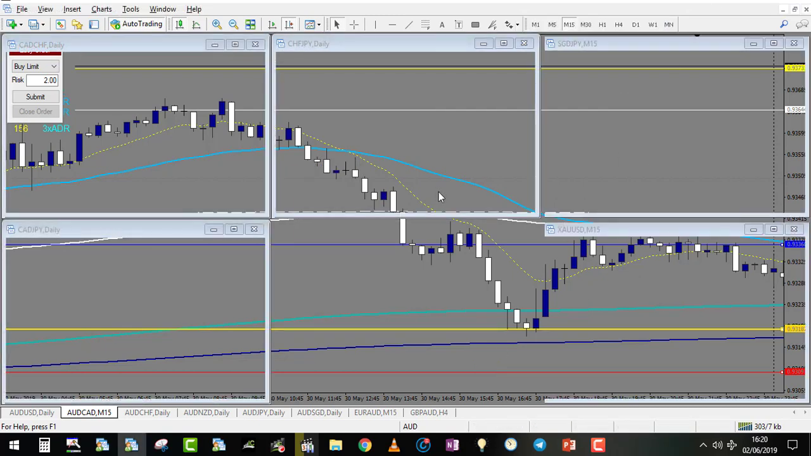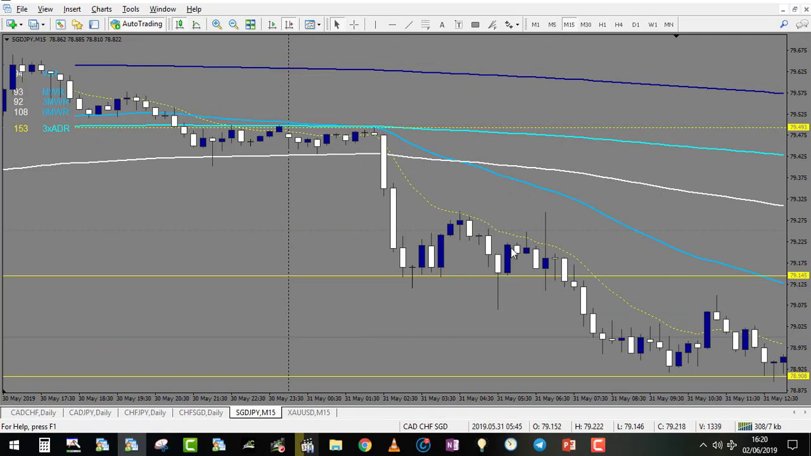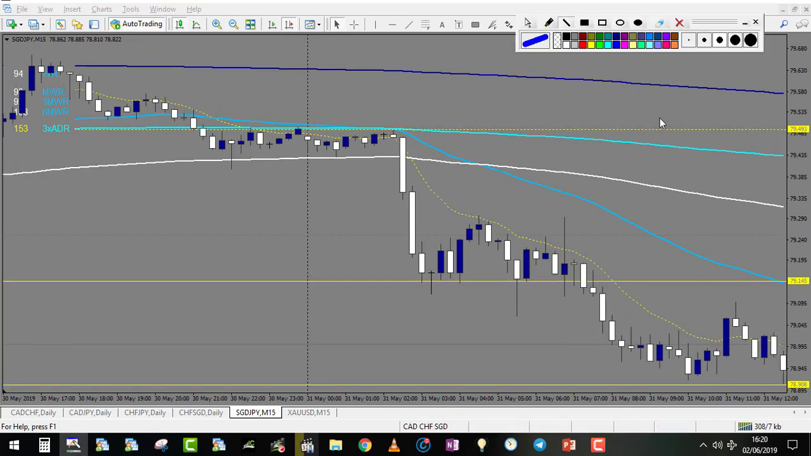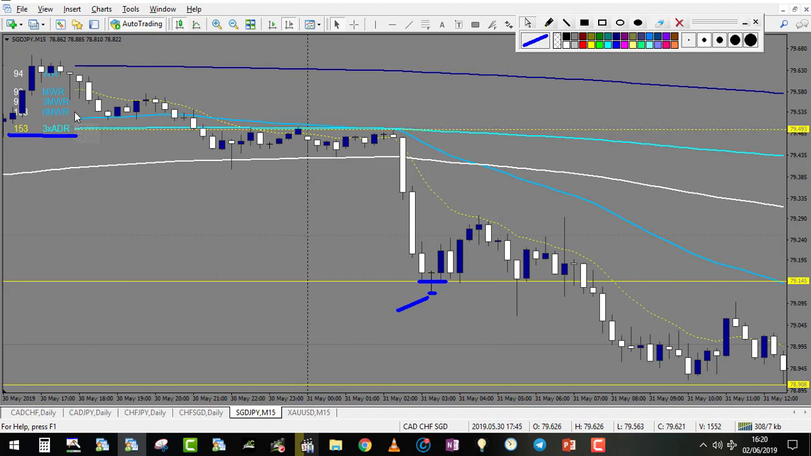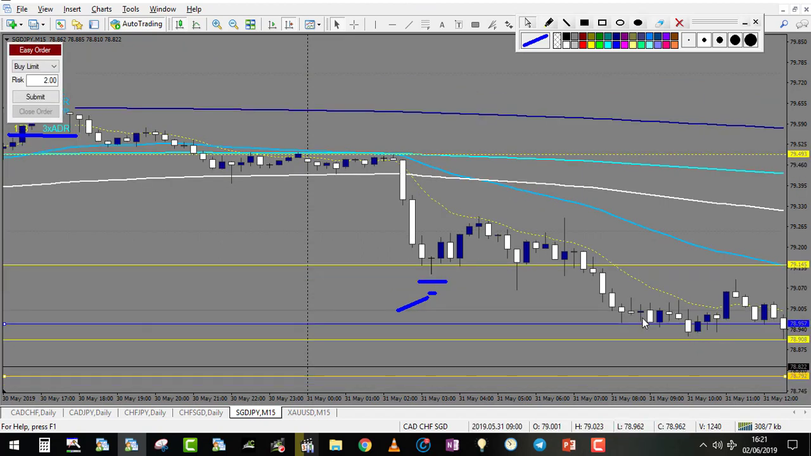So Singapore JPY, we have this trade, the yellow line. Our rejection was confirmed here. The yellow line will be our entry point. Using the 3 times ADR divided by 100 plus the spread, so around 2 pips. Same process, I add my EZ order, set to 2, and then I place my trade. It will be a buy limit at my yellow line right here.